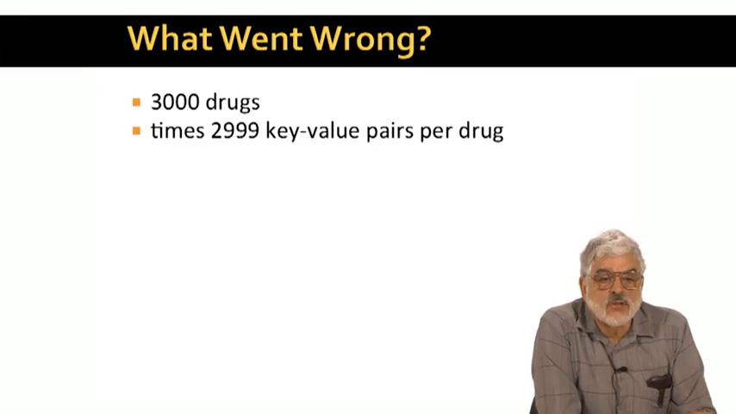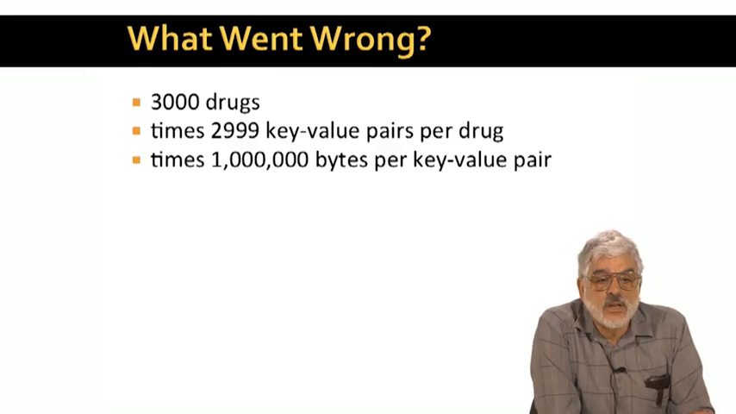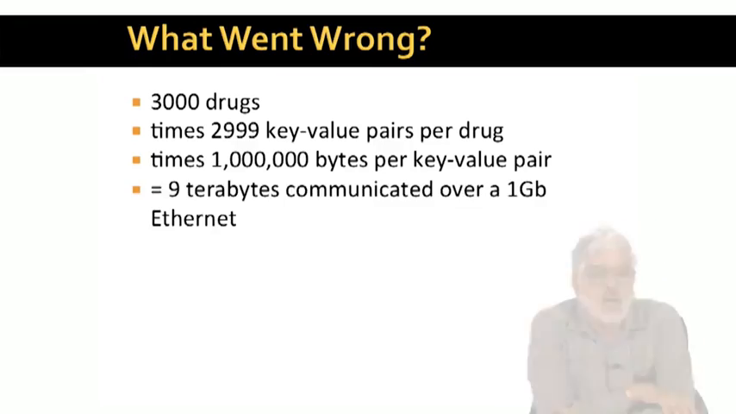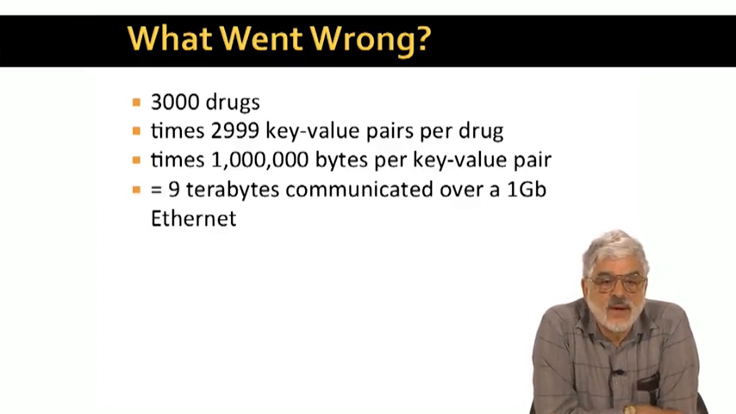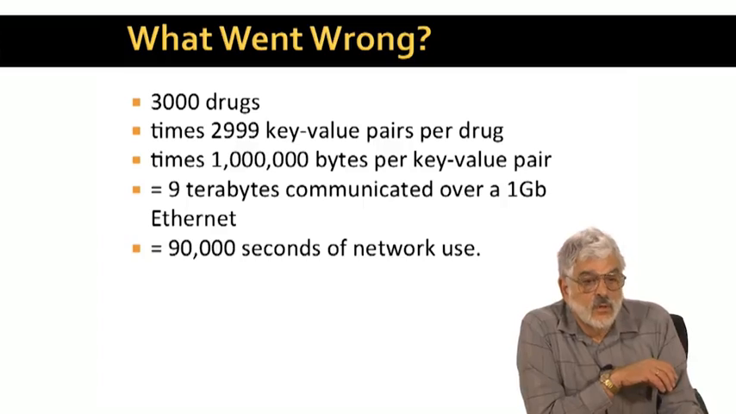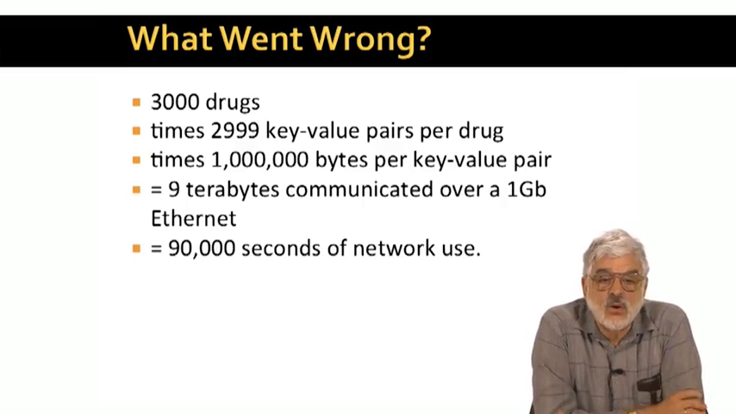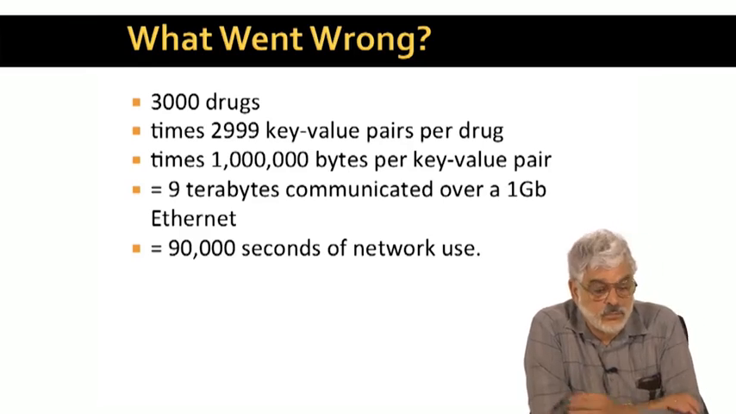And the mapper for each drug created 2,999 key-value pairs, one for each of the other drugs. And for each key-value pair, a megabyte had to be communicated from mappers to reducers. You multiply that together and you get 9 terabytes, or 90 terabits. You try to squeeze that through a 1 gigabit Ethernet or anything with that speed, and it means 90,000 seconds, or about 30 hours of network use. And that's assuming there are no other jobs competing for the network.